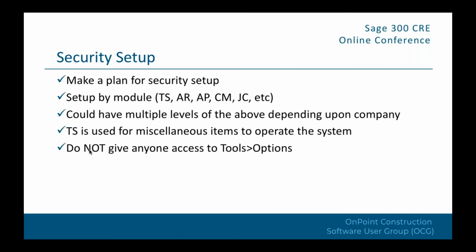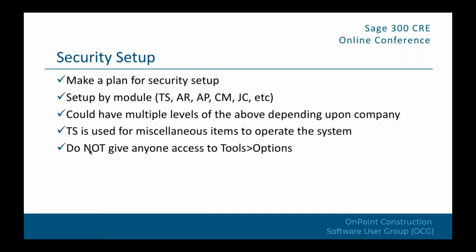So, get a plan together and kind of lay out everybody where you want them to fall, but set up the security by the module. Now the TS is just used for miscellaneous items, just to operate the system, like allowing them the printer, and allowing them to get into customize, which is customizing their workstation.